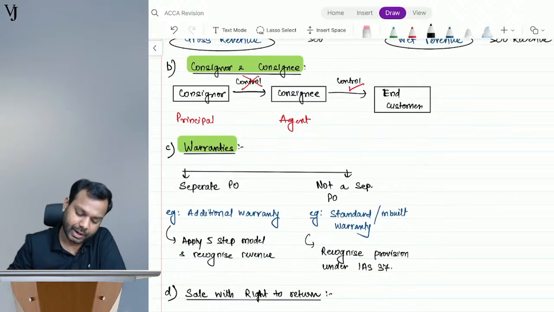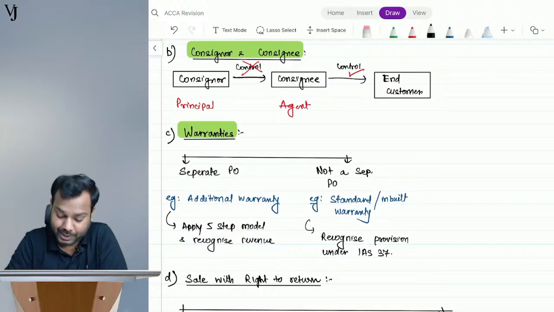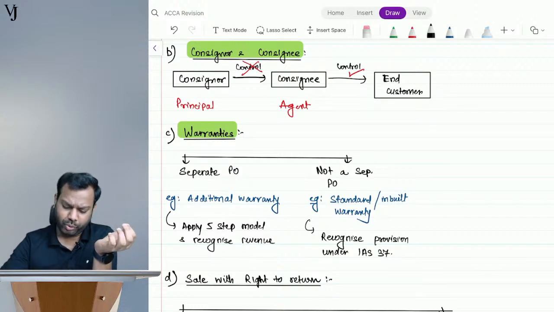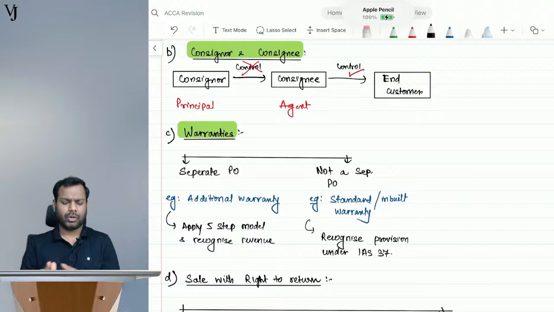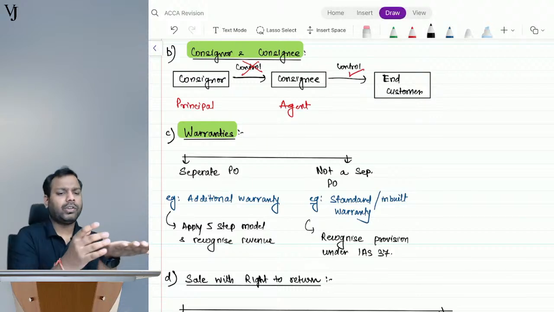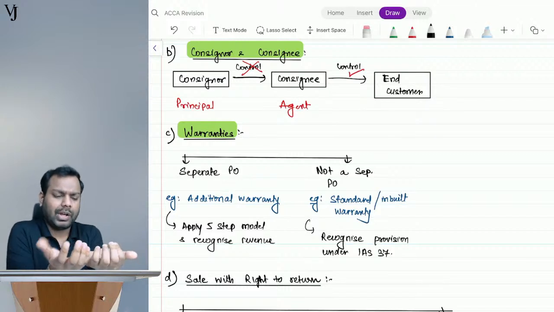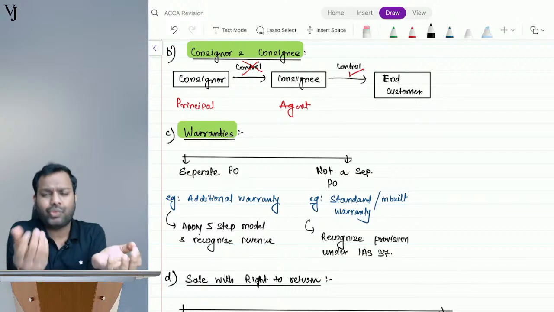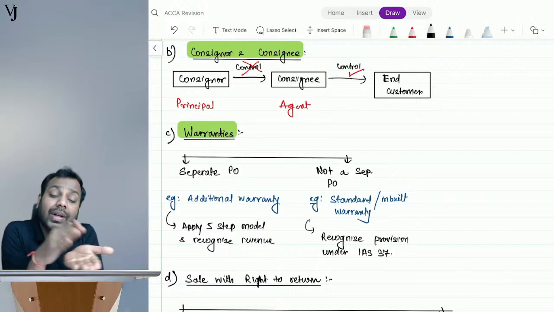Now coming to the next part, consignor and consignee. Understand guys, this model used to happen and still happens now, but it is not that prevalent. What happens? The consignor wants to sell his goods, so he hands over a part of the goods to the consignee to sell on behalf of the consignor.